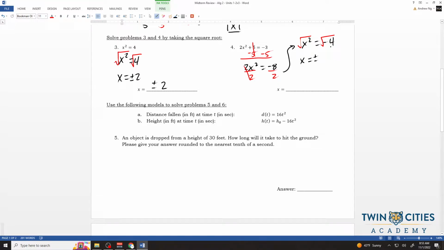I have to break up this square root of negative 4 into the square root of positive 4 times the square root of negative 1. That way, I can say x is equal to plus or minus the square root of 4, which is 2, and then the square root of negative 1, we say that's i. That's our imaginary unit i, because we define i as the square root of negative 1. So my answer is x equals plus or minus 2i.